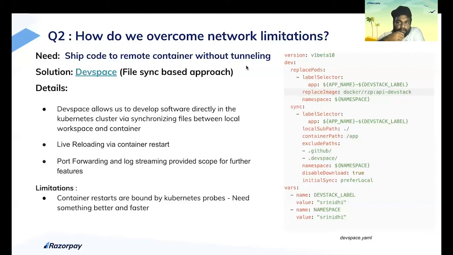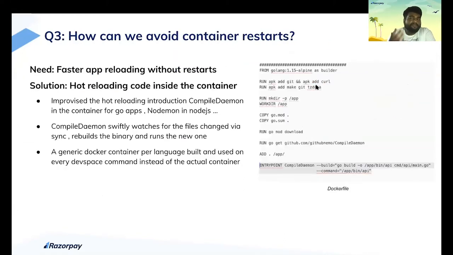As it all looked good, there was a hiccup, sort of a limitation per se, due to the container restarts. The container restarts, which are bound by Kubernetes probes, were flaky at times and also not completely reliable. So we wanted something that was better and faster. So the next question is how do we avoid these container restarts.